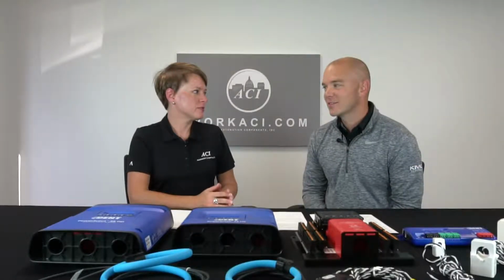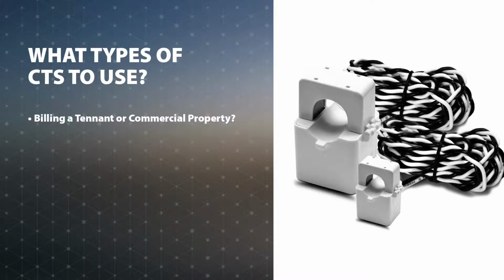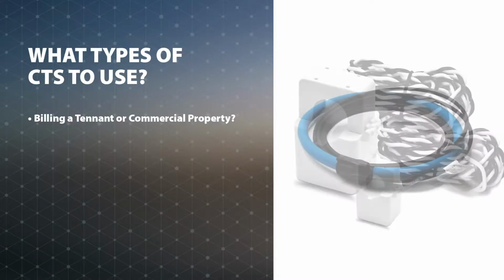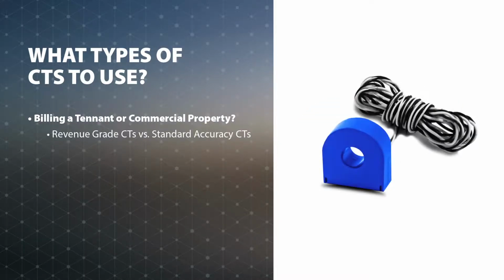So how would I determine what kind of CTs to use with my Dent power meters? Well, the best way is to ask yourself some basic questions about the application. First one is, am I going to be billing a tenant or a commercial property based on the amount of energy that they're using? If the answer to that is yes, then you are definitely going to want to utilize the revenue grade CT line as opposed to our standard accuracy CT line, because you're going to want the best accuracy that you can get.